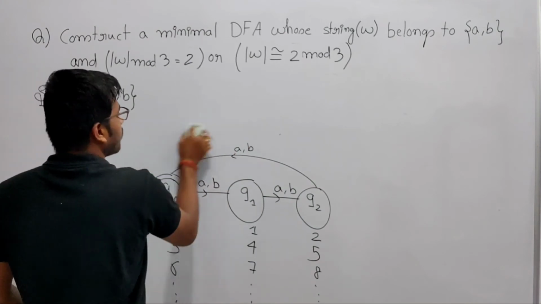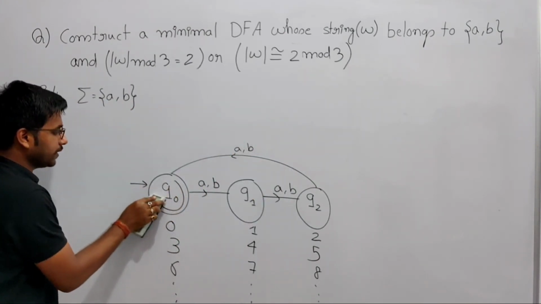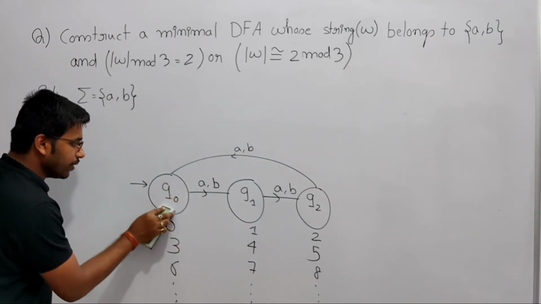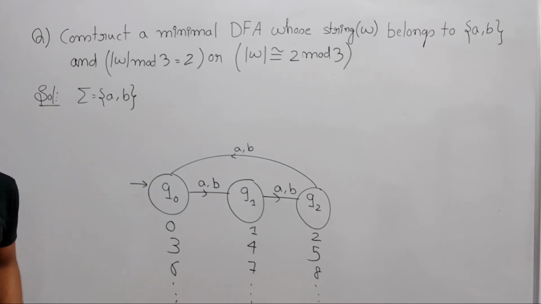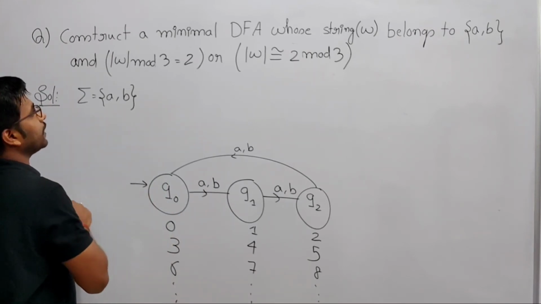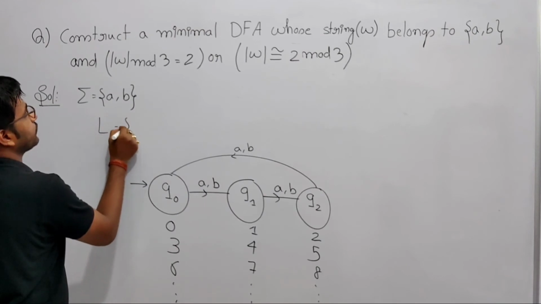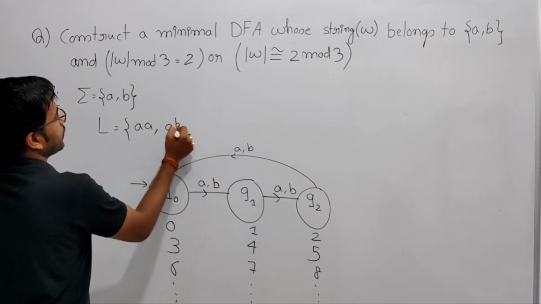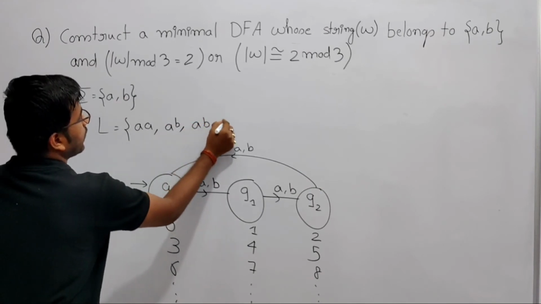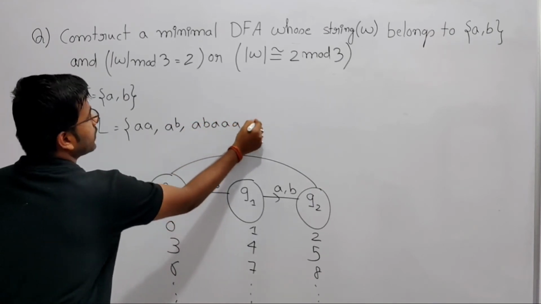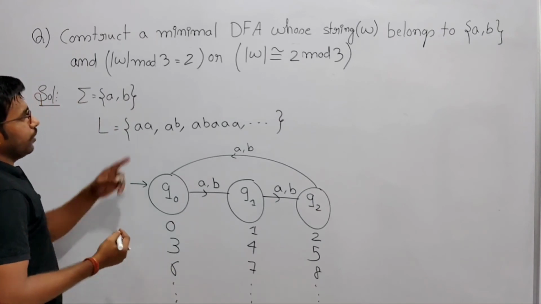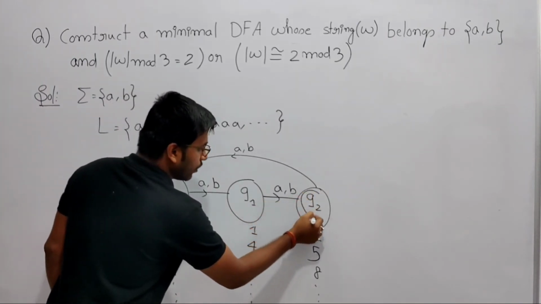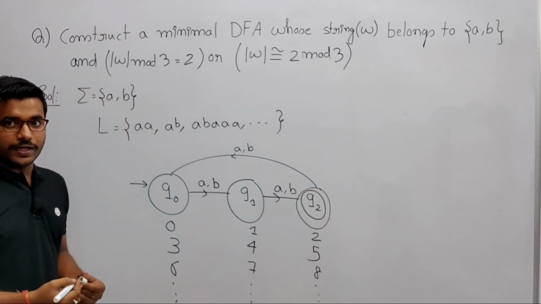The language will change, and the number of states is going to remain the same. Only the final states are going to change. So now the language will contain aa, ab, then aba, aa, length 5. When you divide by 3, you will get remainder 2. So you have to accept in Q2. Now you have to make Q2 the final state.